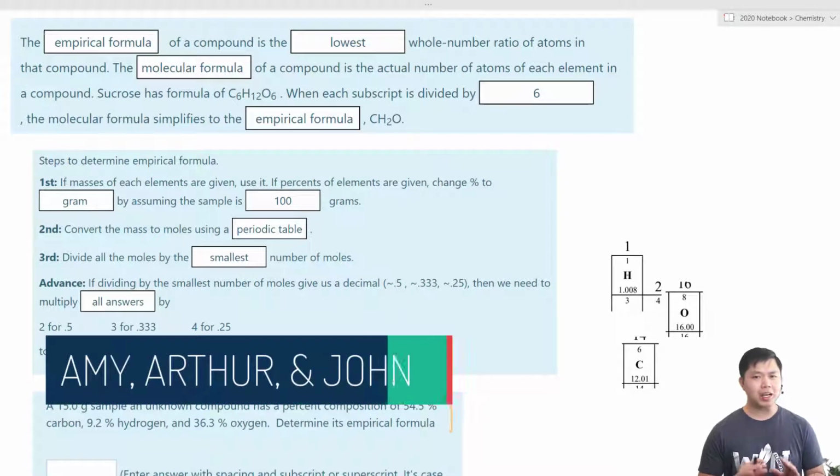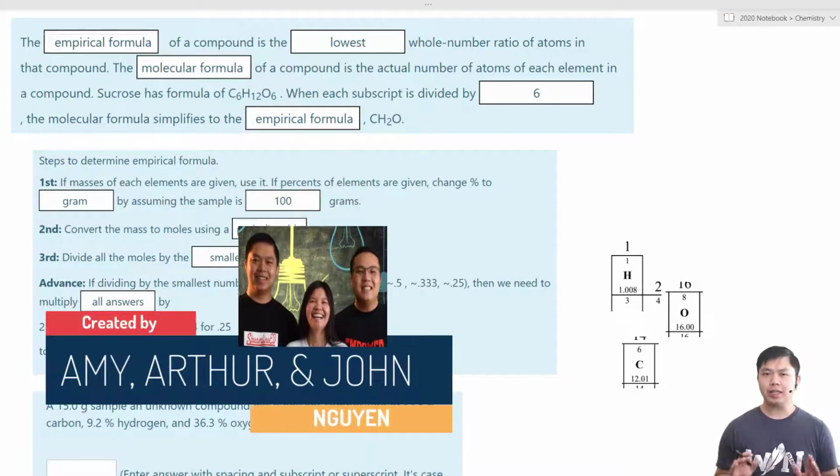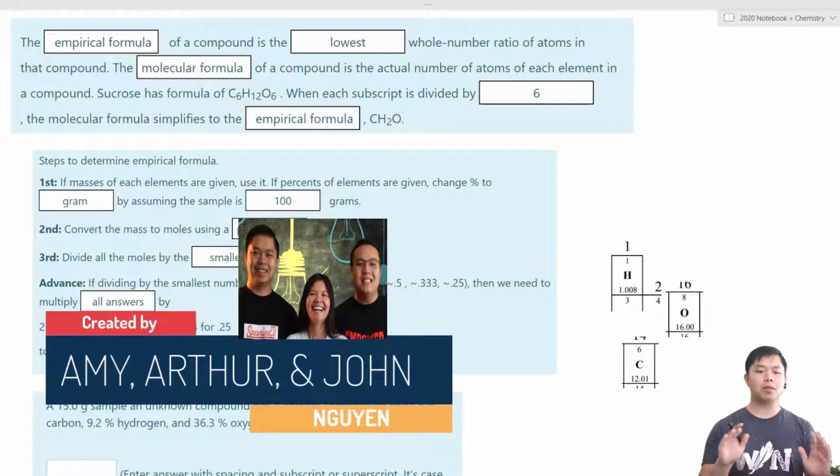Welcome back to another exciting chemistry lesson. In this lesson, we are going to look at empirical and molecular formula.